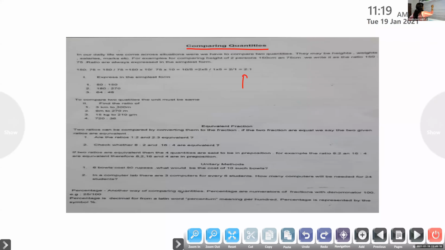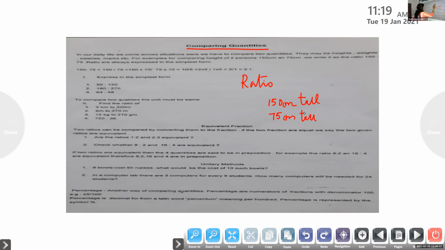Ratio. Okay, when you write a ratio, what does it mean? It is actually a fraction. Suppose the person is 150 centimeters tall, and the other one is 75 centimeters tall. Let it be like this. So what is the ratio between them?